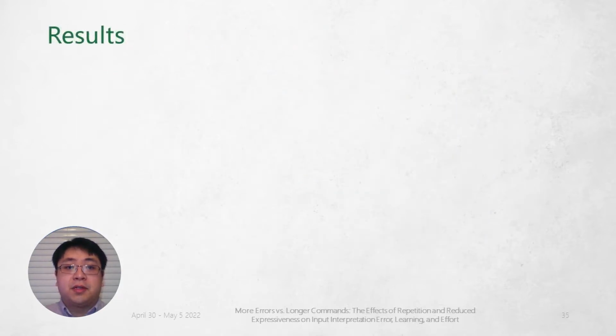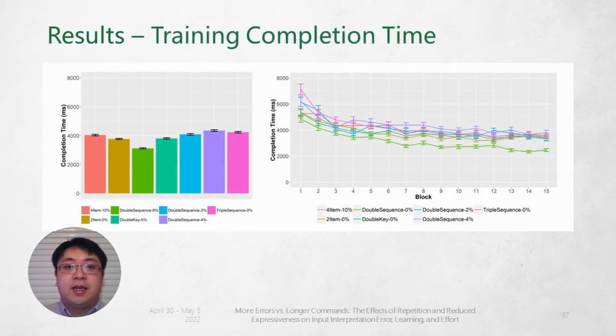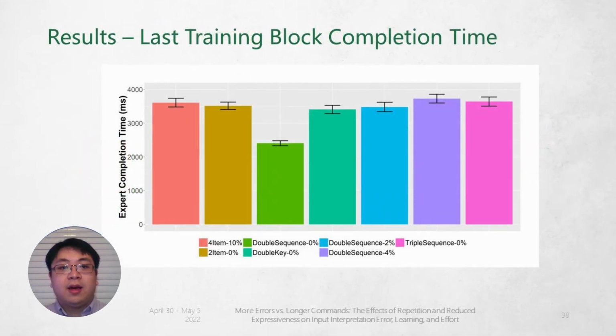From our results, we found that 2 item 0%, double sequence 0%, and double key 0% had faster completion times in training than the baseline condition of 4 item 10%. Conversely, double sequence 4% and triple sequence 0% were slower than the baseline on average. However, by the final training block, all error reduction techniques were as fast as the baseline conditions, and the double sequence 0% condition was still much faster.